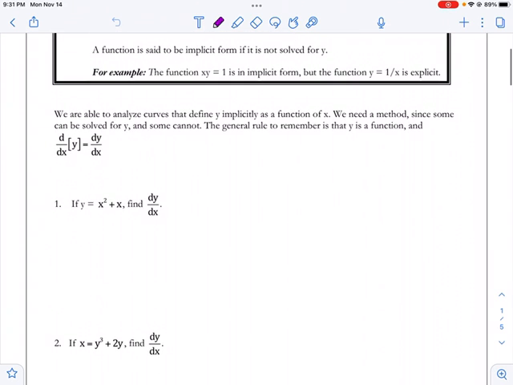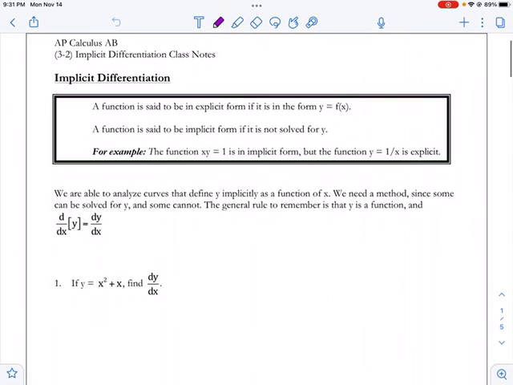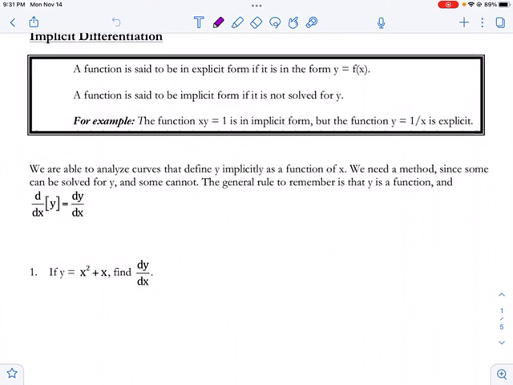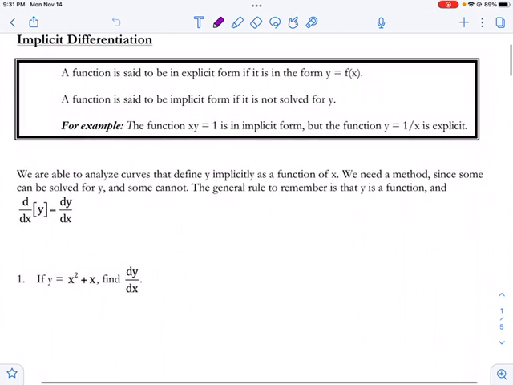So with this, we'll start off and we'll say that we are able to analyze curves that define y implicitly as a function of x. So we need a method since some can be solved for y and some cannot. The general rule is to remember that y is a function and the derivative of y is then dy/dx. So if you recall, we did a few warm-ups with that idea in mind.